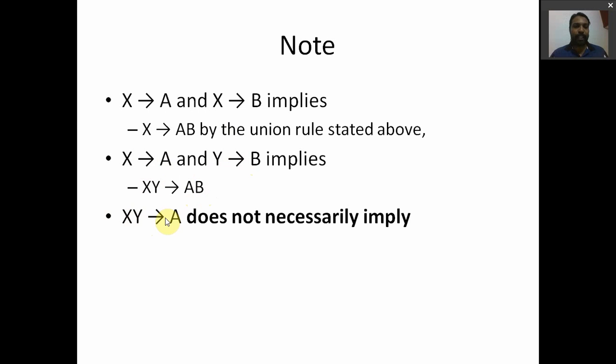But XY to A does not necessarily imply, in certain cases it may, but it does not imply that either X to A or Y to A. This may not be true. If there is a functional dependency XY to A, it does not mean that there is a functional dependency X to A or Y to A. So this is wrong. There won't be any functional dependency like this.